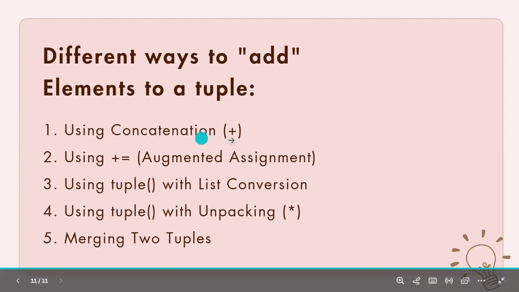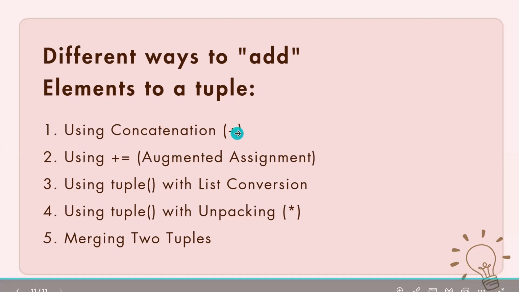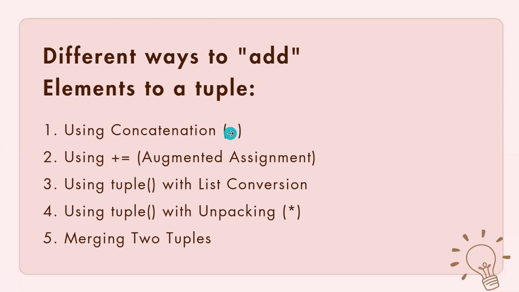First one is using concatenation. It is nothing but using the plus operator here. You can concatenate an existing tuple with a new element wrapped in another tuple. And a single element must be inside a tuple with a comma, otherwise it won't be a tuple.